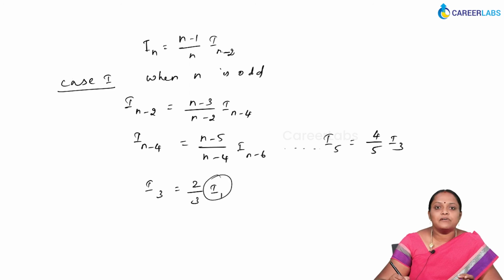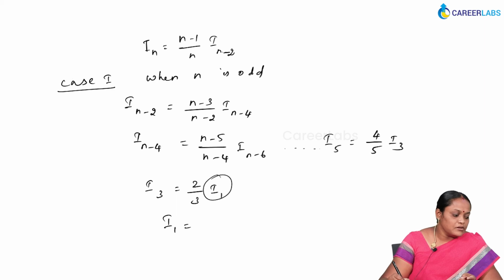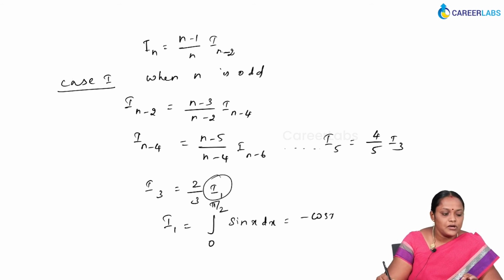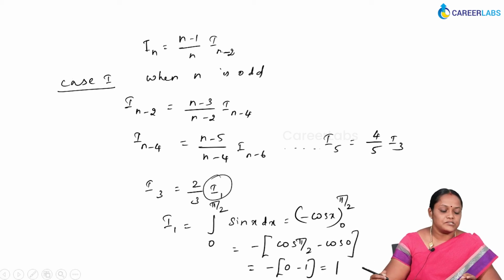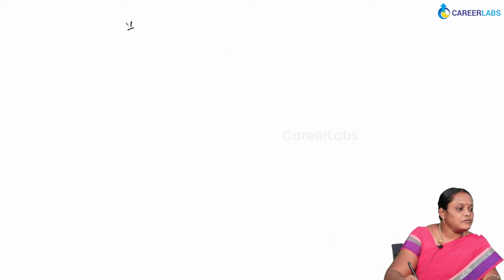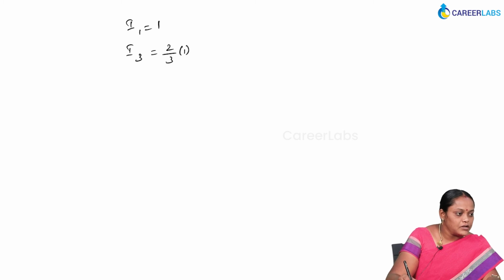We can easily evaluate the value of I1 using the integral In. So I1 will be equivalent to integral 0 to pi by 2 sin power 1 x dx. The integral of sin x is minus cos x over the limit 0 to pi by 2. When you apply the limit, this is minus of cos pi by 2 minus cos 0. Cos 90 is 0 and cos 0 is 1. So minus of 0 minus 1 will give you the value plus 1. Therefore I1 is nothing but 1. Therefore I3 is equivalent to 2 by 3 into 1, which is 2 by 3.